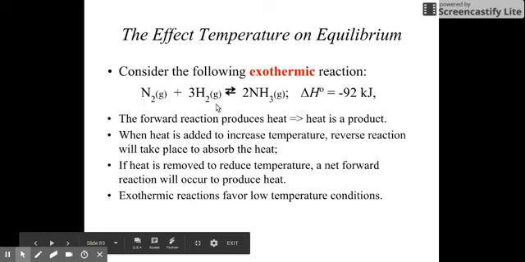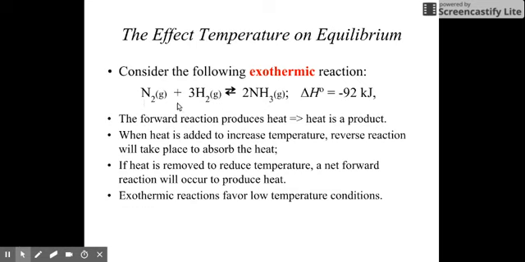So when you provide heat, that means you are favoring the reverse reaction. If you reduce heat, that means you are favoring the forward reaction. So that's it for exothermic. Add heat, reverse. If you reduce heat, it's the forward reaction.